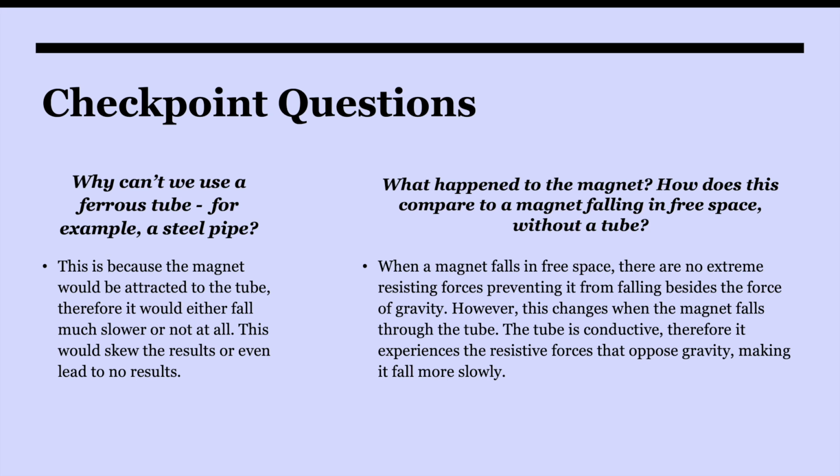What happened to the magnet? How does this compare to a magnet falling in free space without a tube? So when a magnet falls in free space, there are no extreme resisting forces preventing it from falling besides the force of gravity. However, this changes when the magnet falls through the tube. The tube is conductive, therefore the magnet experiences resistive forces that oppose gravity, making it fall more slowly.